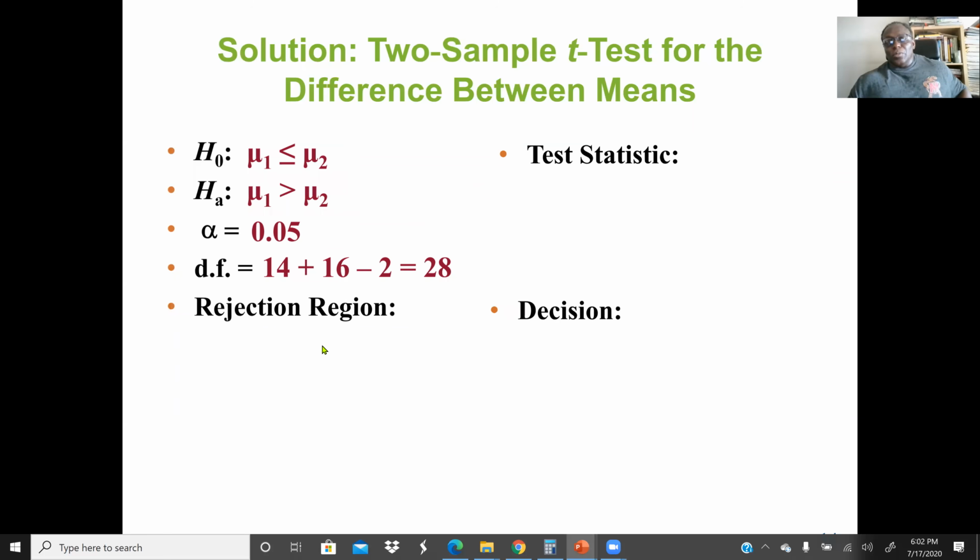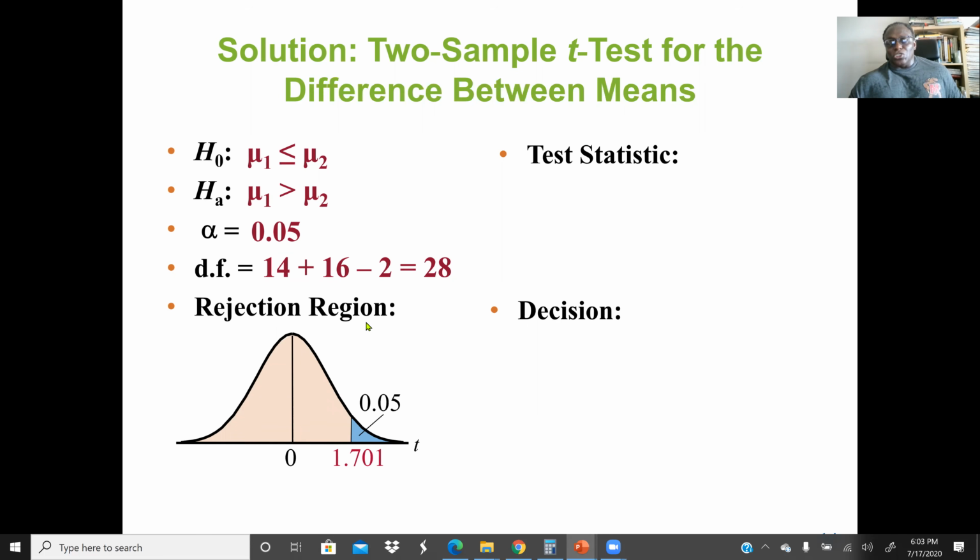The degree of freedom is the first sample 14 plus 16 minus 2. Remember the variance. So this will give us 28. If we know this, we can have our rejection region. Remember, HA is mu1 greater than mu2, so the alpha goes to the greater part. It's 0.05. If you find a t with alpha of 0.05 and degree of freedom 28, you get 1.701. Again, this is from the t distribution table.